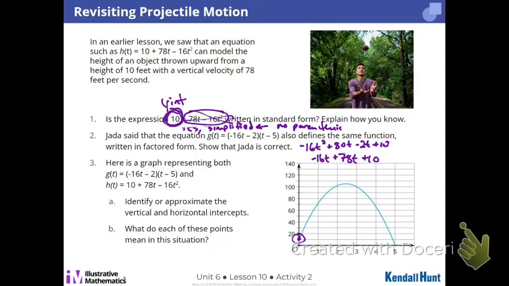They're 0, right? So it's (0, 10). That's the y-intercept. Now this one's the tricky one. Who can tell me the x-intercept, also known as the 0?